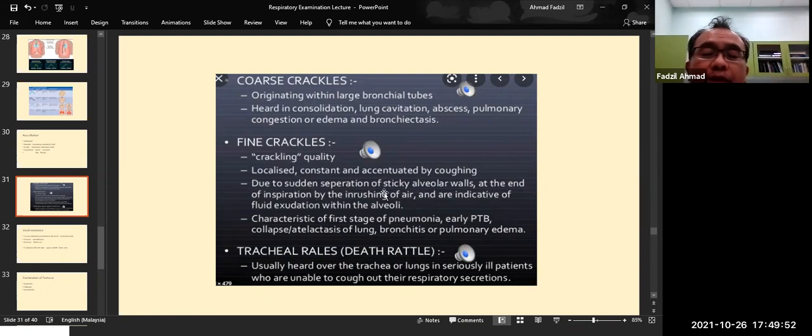Usually it is the sudden opening of the sticky alveolar walls, at the early stage of pneumonia, or early stage of TB, or pulmonary edema, or fibrosis; then you can hear the fine crackles. Once it is well established, in frank pulmonary edema or heart failure, you can hear coarse crepitation. With lung cavity, bronchiectasis, or bronchopneumonia, probably you can hear coarse crepitation.